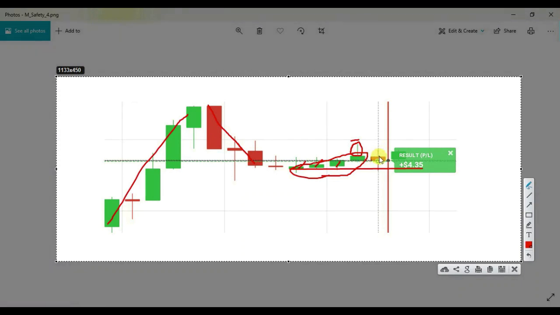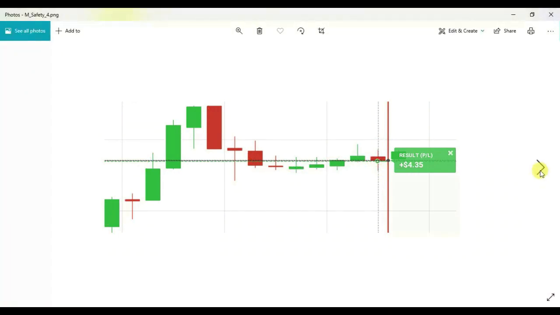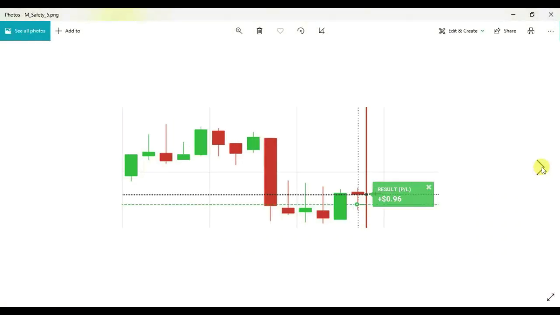Sometimes it can happen. That's the reason I placed the higher option here. But sometimes a candle can make this kind of candle, where the candle will close at the round numbers. So this is another case. Then let me show you this.